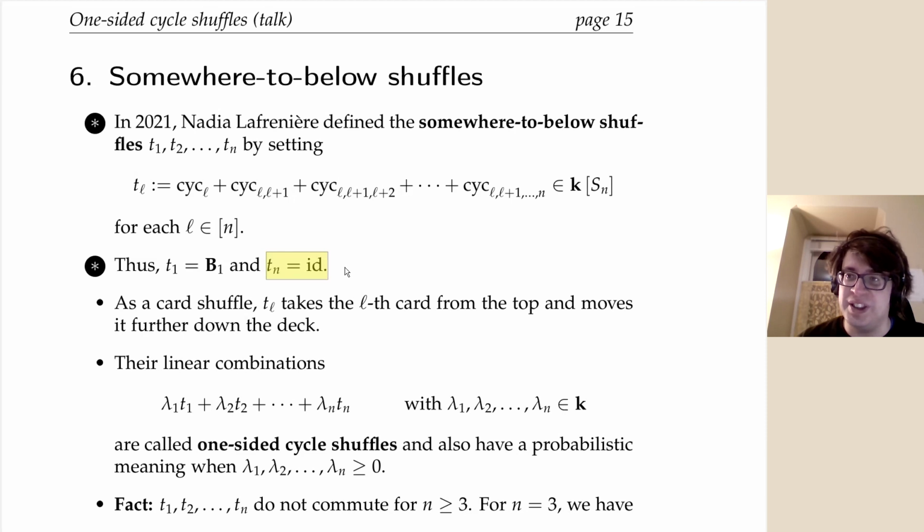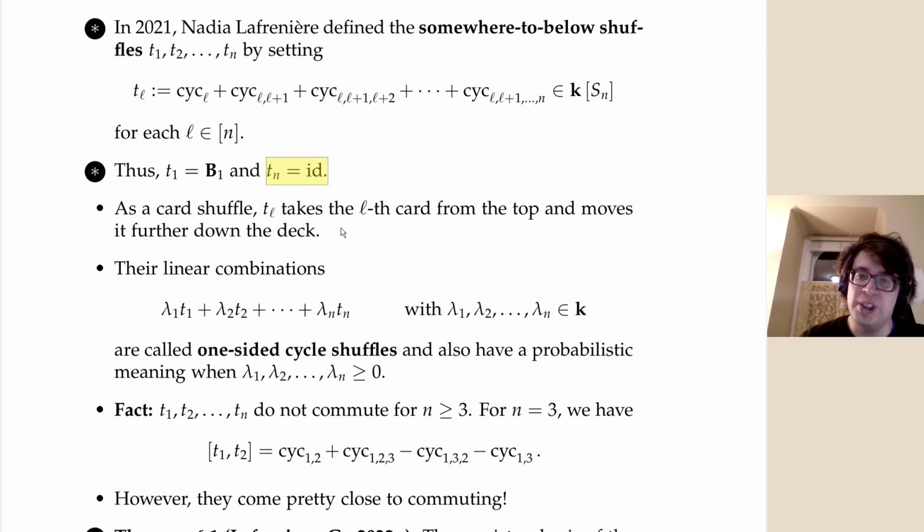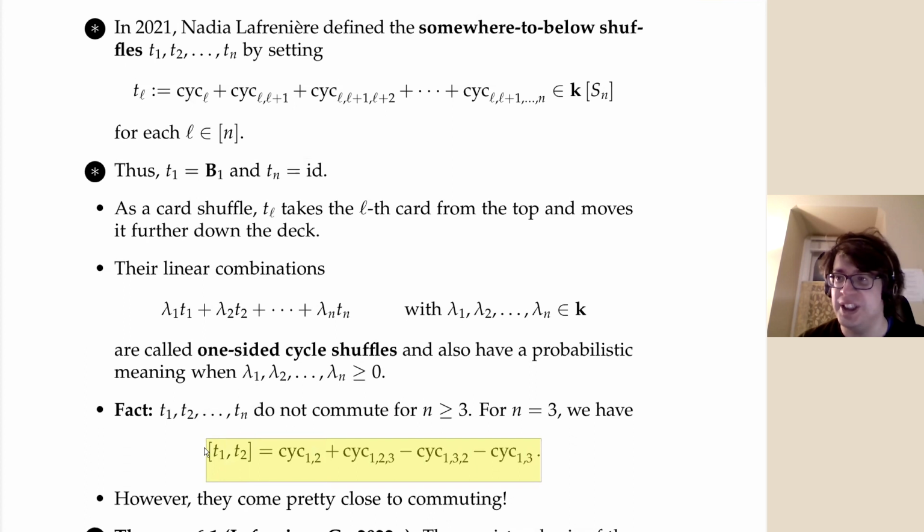So these shuffles are interesting, and so are their linear combinations. They're called one-sided cycle shuffles. One-sided because cards can only move further down. And they have a probabilistic meaning. One thing that is in a way strange about these shuffles is that they do not commute. They have non-trivial commutators already for n equals 3. Of course, you should not be surprised. You should be surprised that all the other families commute, not that this family does not.